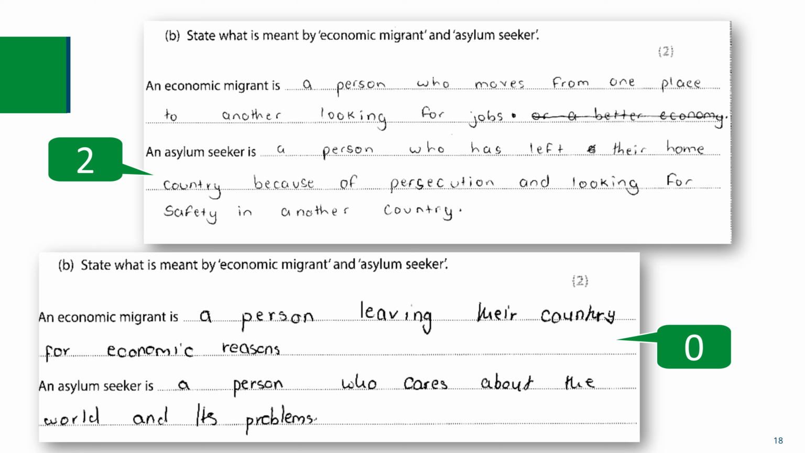In contrast, this answer gains 2 marks. An economic migrant is someone who moves from one place to another looking for jobs. Clearly, that gets the mark, the idea that economic is linked with jobs. And an asylum seeker is someone who's left their home because of persecution and is looking for safety in another country. That's an excellent, well understood definition of the term.